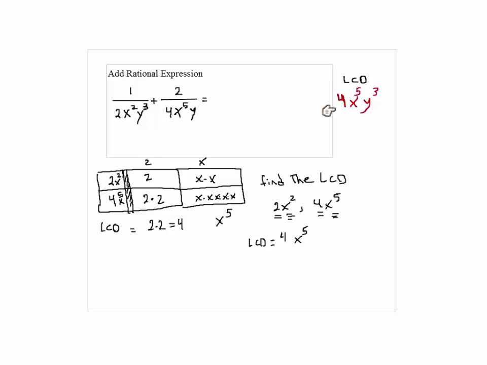Well, not quite, because we want to make these two look like this LCD, right? So if I multiply the top and bottom of this fraction by 4, then this would be 4 at the bottom. So you have to ask yourself, what times 2 gives me 4? What times x to the power of 2 gives me x to the power of 5? What times y to the power of 3 gives me y to the power of 3? That's what you have to look at.